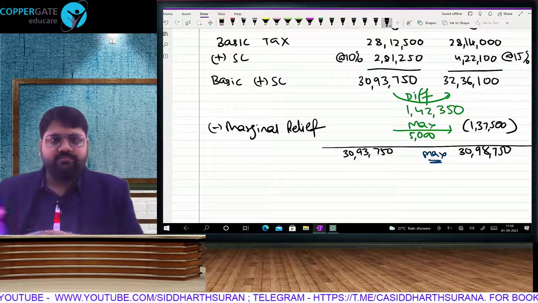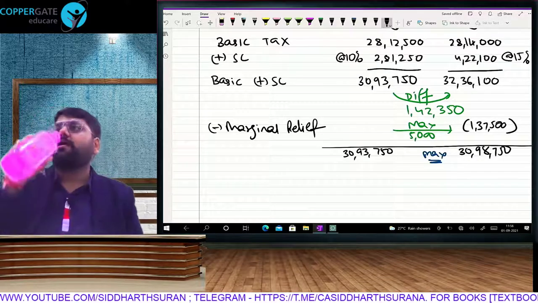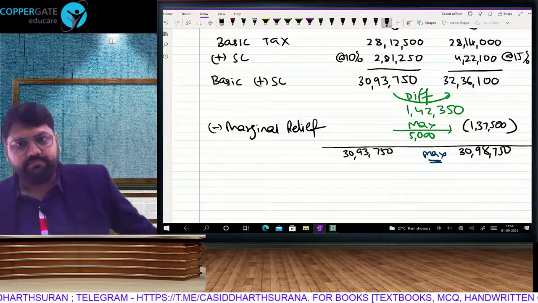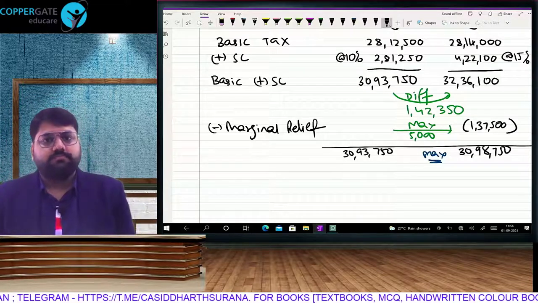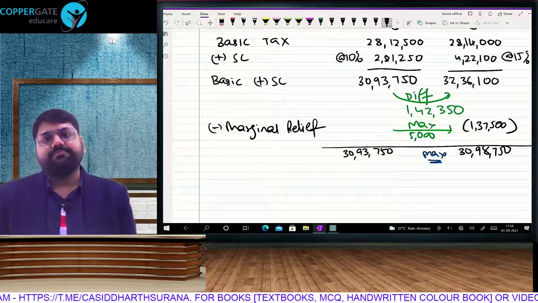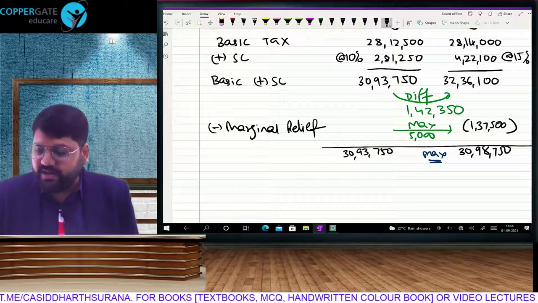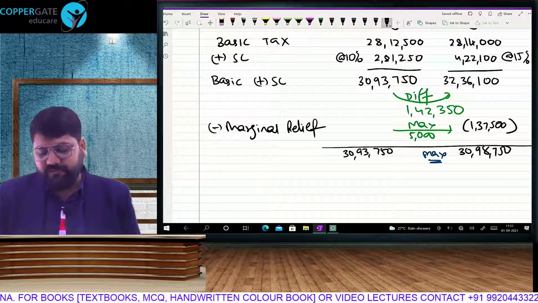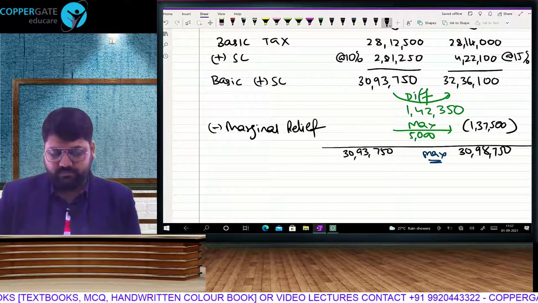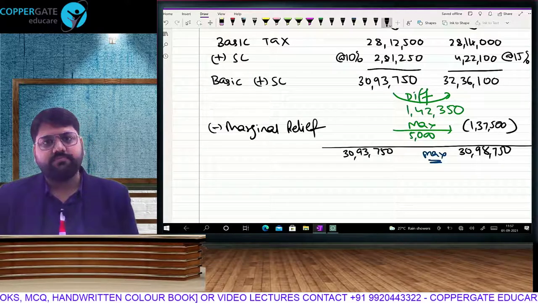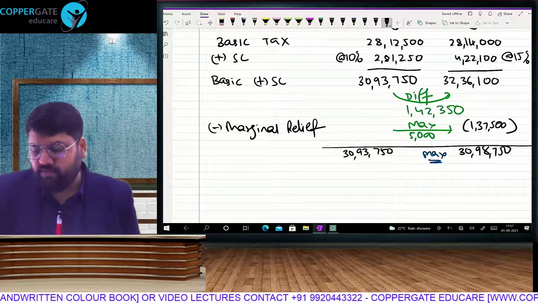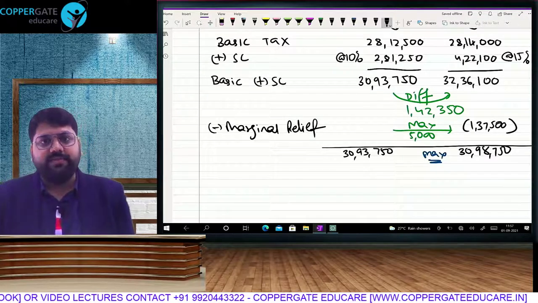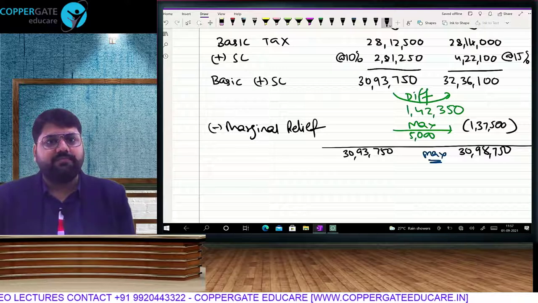This is called marginal relief. Whole concept is in one line. The difference in tax cannot be more than the difference in income. If the difference in income is only rupees, tell me how much? 5,000. Then the difference in tax cannot be more than 5,000. And if it is actually more than 5,000, then remove that difference. And that removal is going to be called marginal relief. Understood?